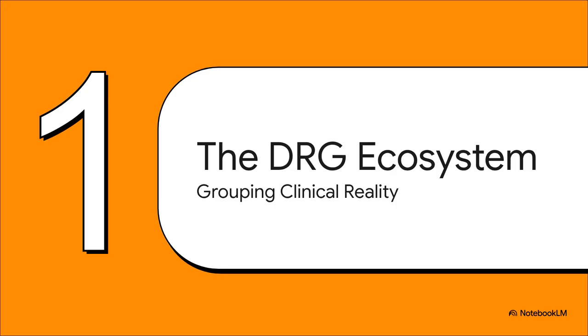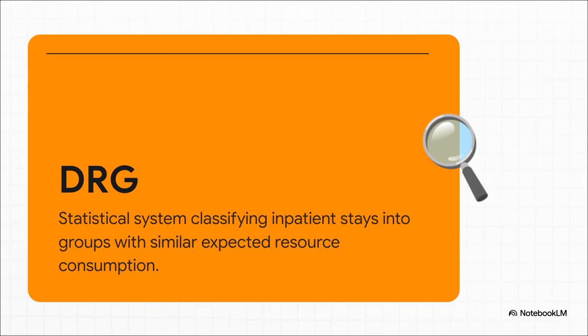Section 1, the DRG ecosystem, grouping clinical reality. At its core, a diagnosis-related group, or DRG, is really just a statistical system. It classifies hospital inpatient stays into groups that are expected to use a similar amount of resources. Think of it like a simple equation. Clinical similarity plus resource similarity equals one specific payment group. This is literally the bedrock of the inpatient prospective payment system.